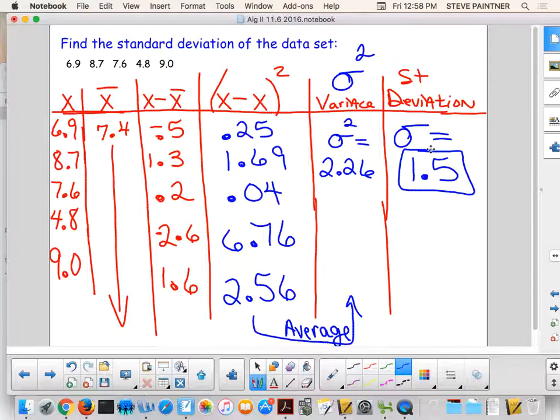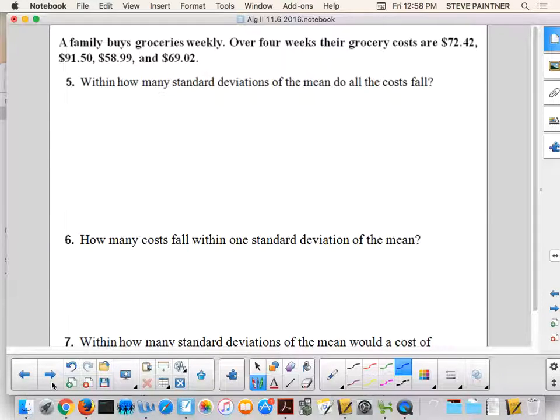Now we want to go to a story problem. Okay, here's a quick story problem thrown at you. It's the same stuff. A family buys groceries weekly over 4 weeks. Their grocery costs are $72.42, $91.50, $58.99, and $69.02. There are 3 questions that follow that statement. Within how many standard deviations of the mean do all of these costs fall? Within 1, within 2, within 3. And the next question says, how many costs fall within only 1 standard deviation? And the last one says, within how many standard deviations of the mean does the cost of 102 fall?